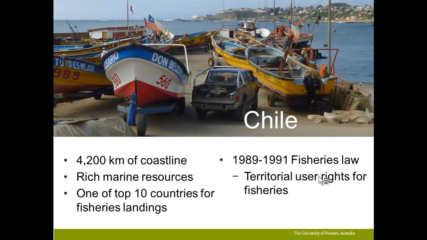So the case study for this analysis is in Chile. Chile has a very long coastline, 4,200 kilometres. It has very rich marine resources, and it's one of the top 10 countries in the world for marine fisheries landings. Chile brought in a new fisheries law in 1989 to 1991, and a really big component of this new law was this property rights system, a turf system. Under the territorial user rights for fisheries, fishing groups can apply to the Chilean government for the property rights for specific marine areas. In exchange for these rights, they're responsible for all management. So they have to comply with catch restrictions, and they bear all of the management costs, including enforcement costs.